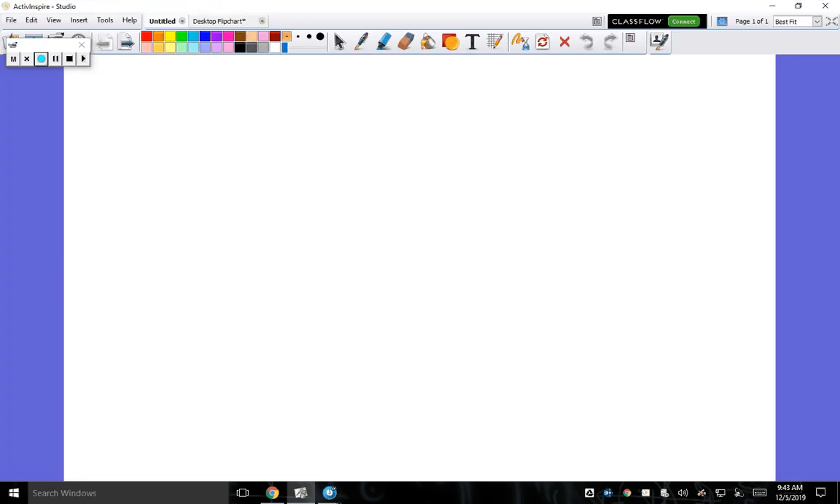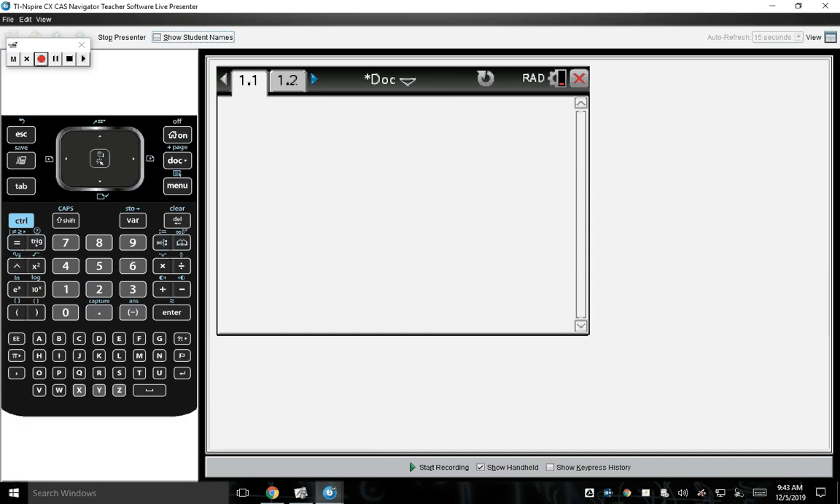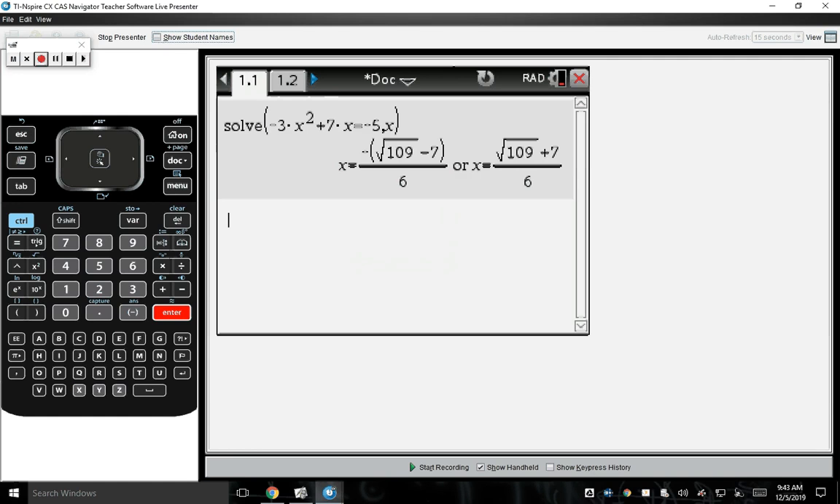On our calculator, we're going to do menu 3-1. We're going to solve with -3x squared plus 7x is equal to -5. We're going to solve for x. These are weird answers, but these are the answers that I'm looking for as far as in my final work. So this is what I'll say.